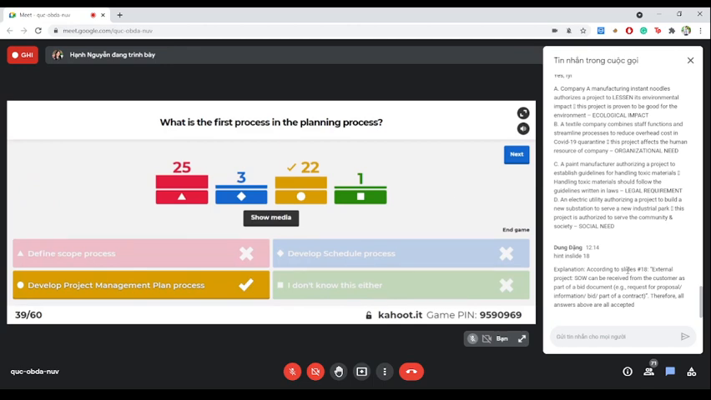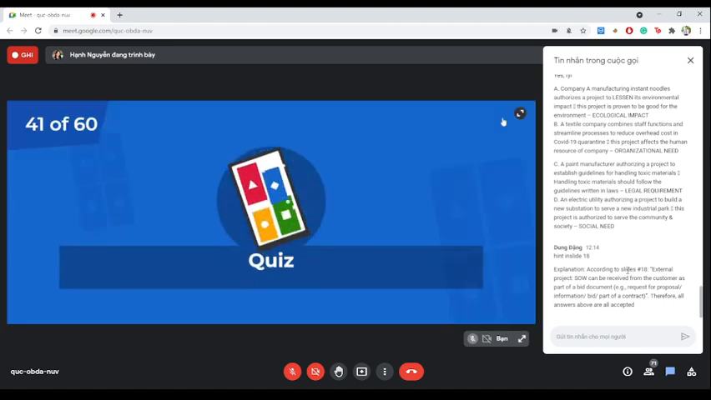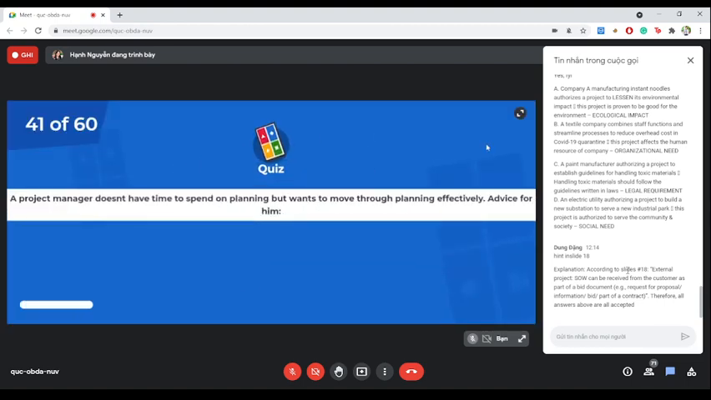Very good. Oh, why are there 25 people choosing A? Now let's move to the explanation. Develop project management plan process is the first process in the planning. Okay. Remember, develop project management plan. Okay. Next, please. Well, this is quite a difficult one.